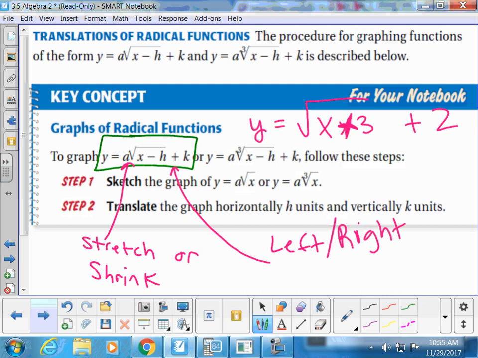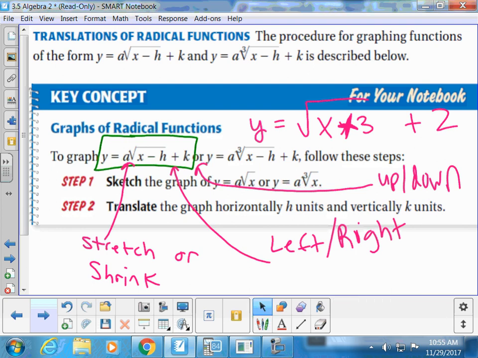And then the k value would slide the graph up and down. So this particular example I wrote up here would slide up from where it used to live at 0, 0. So I have it up on my board. It's like our formula of the day, kind of. I'll keep it up there.